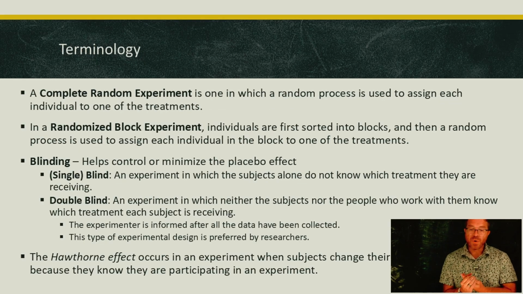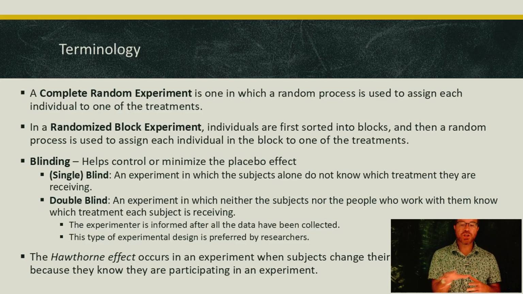A complete random experiment is one in which a random process is used to assign each individual to one of our treatments. Now notice in this one, I say one of our treatments, because up until now, I've been talking about treatment group and control group. But you actually could have more than one treatment going on at one time. You could have treatment group 1, treatment group 2, and control group, or something like this.